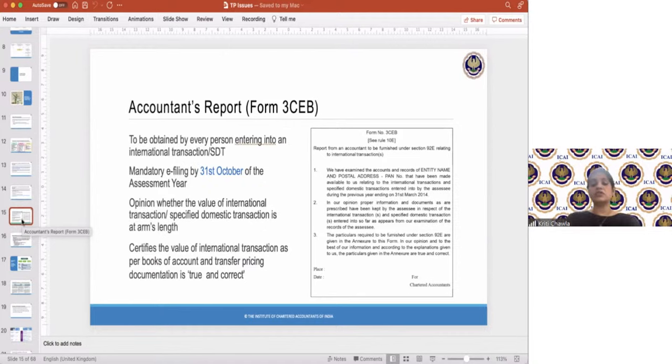E-filing is due on 31st October, and this is basically a document which is given by chartered accountants only. And this basically certifies that the transactions have been undertaken, international transaction or specified domestic transaction, at something called arm's length price. So this is the certification that we as chartered accountants give for transfer pricing. This is what people generally call the transfer pricing return.